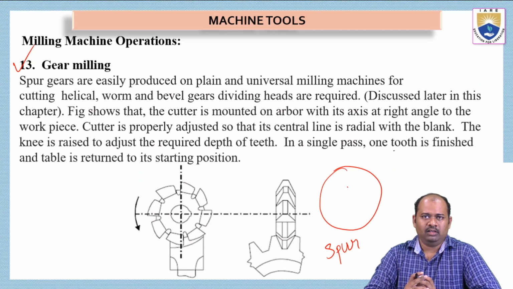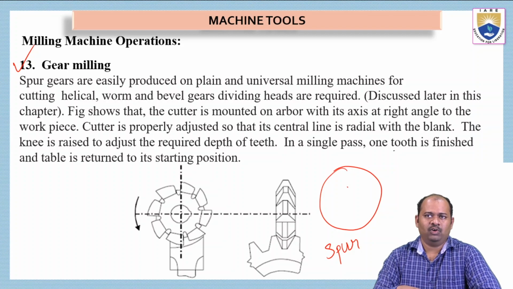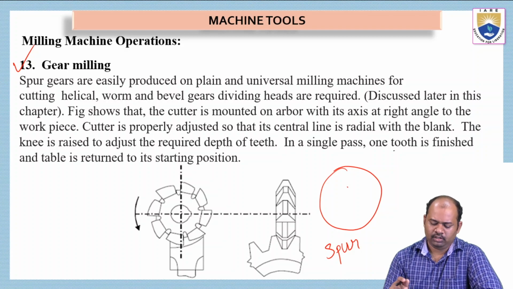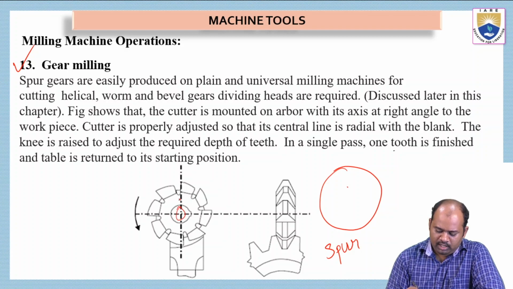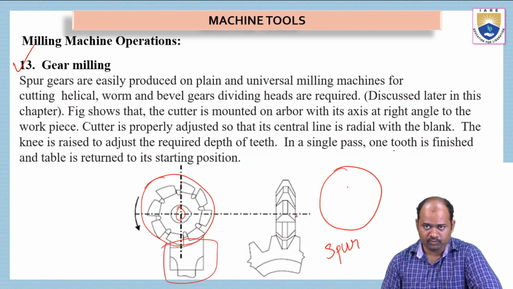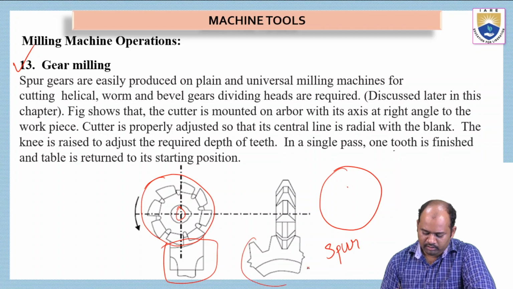Here the figure shows that the cutter is mounted on an arbor, whose axis is at right angle to the workpiece. See here, this is the arbor on which the cutter is arranged, and this is at right angle with the workpiece. We can see it in the front view. This is the wheel on which we are going to cut, which we are turning into a spur gear.